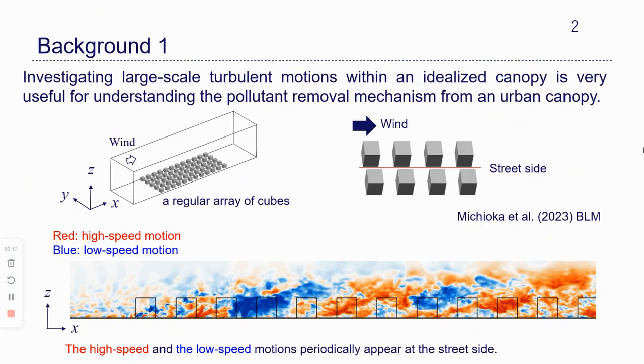In background, investigating large-scale turbulent motion within a large canopy is very useful for understanding the pollutant removal mechanism from the urban canopy, like this. Our group implemented a large eddy simulation for turbulent flow using a regular array of the cube like this.